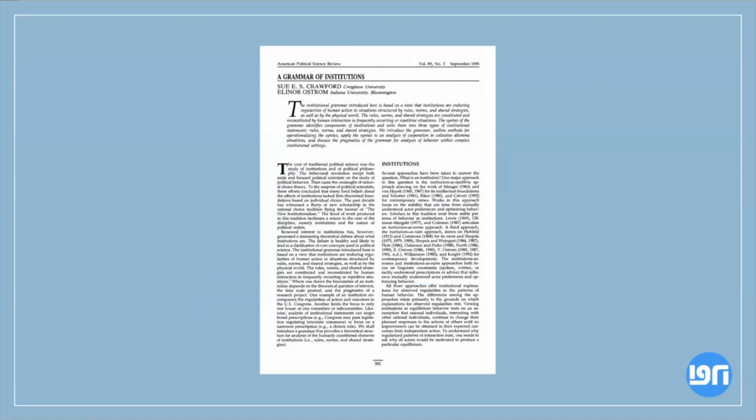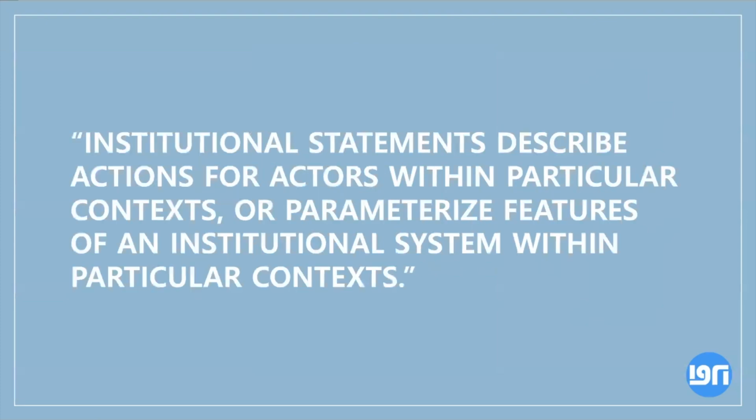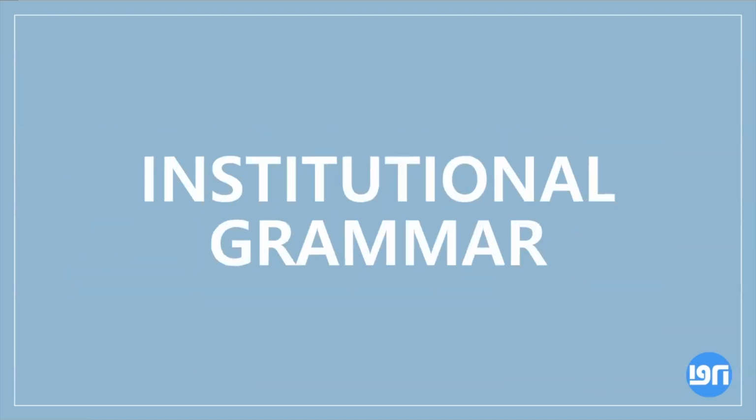Under the institutional grammar, originally proposed by Sue Crawford and Eleanor Ostrom in 1995, these instructions about what you must, can, or cannot do are called institutional statements. According to Franz and Siddiqui, developers of the Institutional Grammar 2.0, quote, "institutional statements describe actions for actors within particular contexts, or parameterize features of an institutional system within particular contexts." The institutional grammar provides an approach for analyzing the structure and meaning of institutional statements.